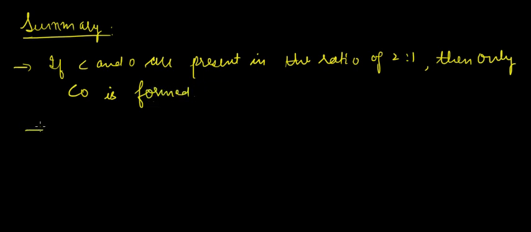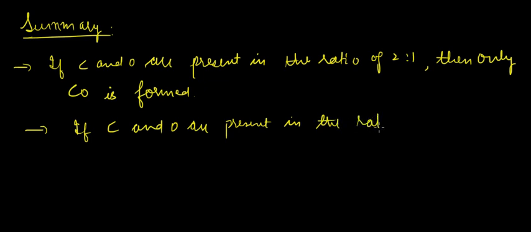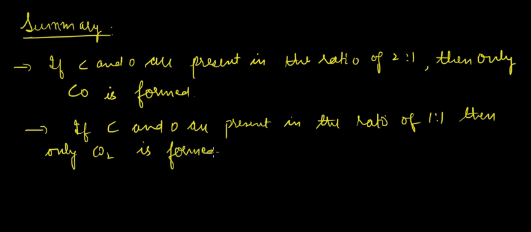If carbon and oxygen are present in the ratio 1:1, then only carbon dioxide is formed. If carbon and oxygen are present in the ratio of 1:1, then only carbon dioxide is formed.